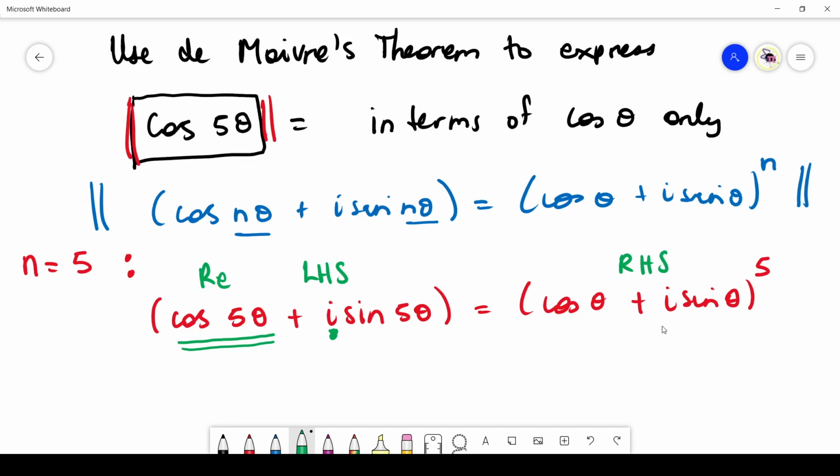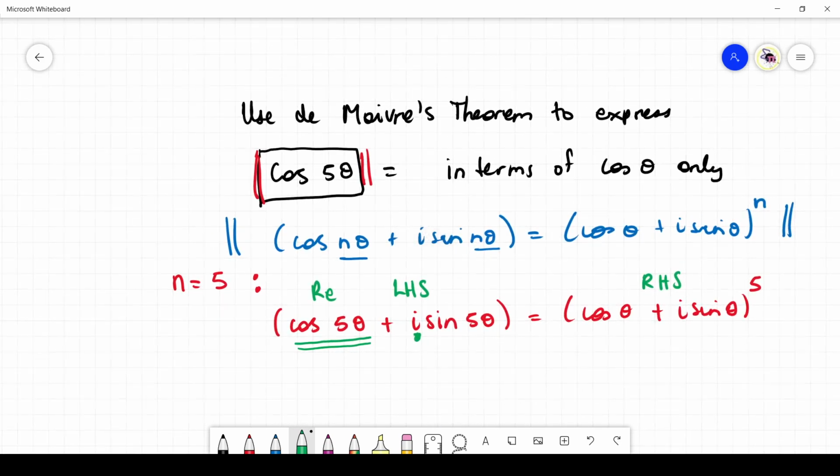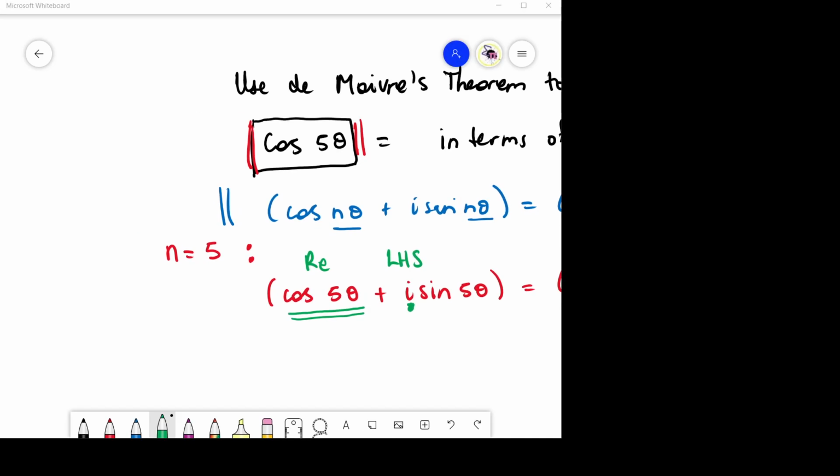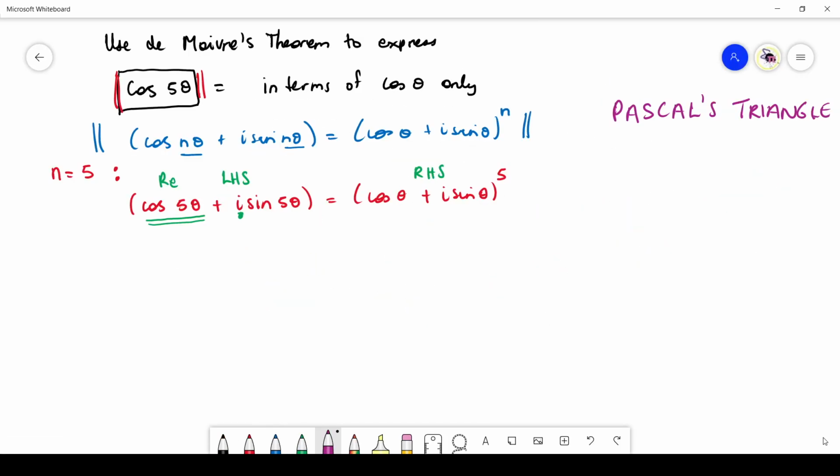But there's actually a way to do this expansion, and we do it using Pascal's triangle, if you can remember that from Form 6, Lower 6. So let's do that right now. Let me show you how you would expand that right-hand side. To expand that, we're going to have to get into a little bit of Pascal's triangle.